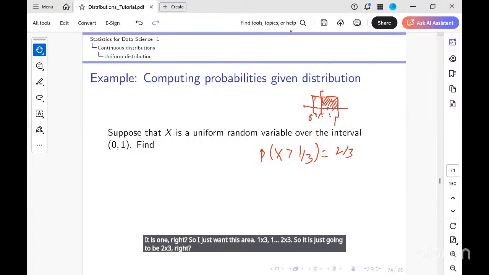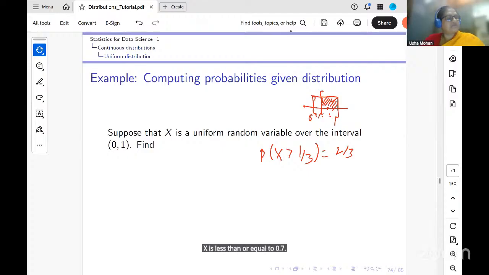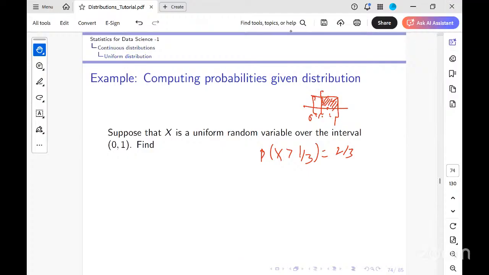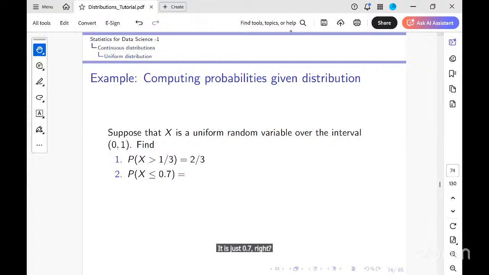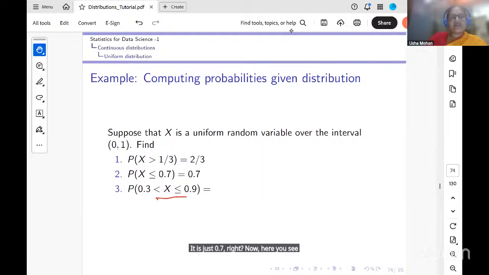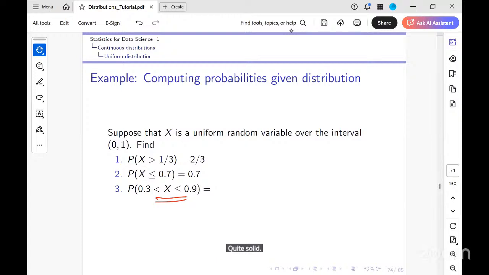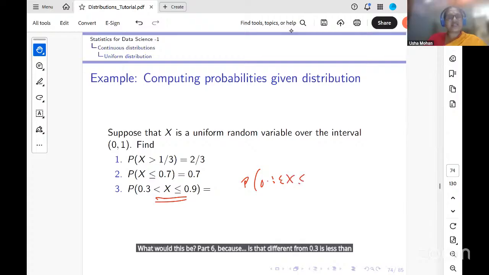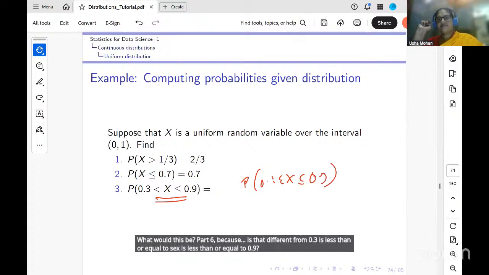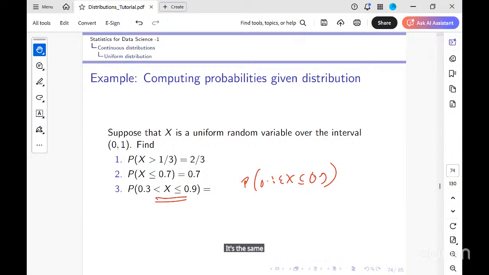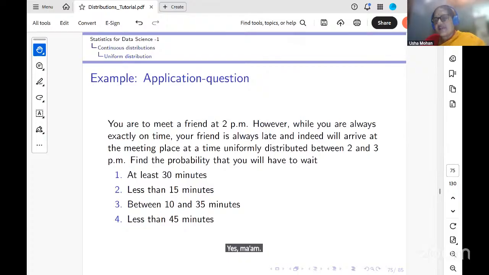What is the probability that x is less than or equal to 0.7? It is just 0.7. Now here you see, this is the trick question. What would the probability of x between 0.3 and 0.9 be? It is 0.6. Is that different from x less than or equal to 0.9 with strict inequality? It is the same.